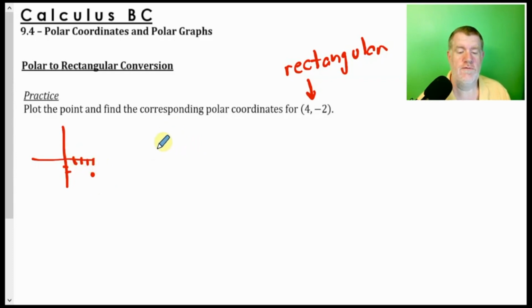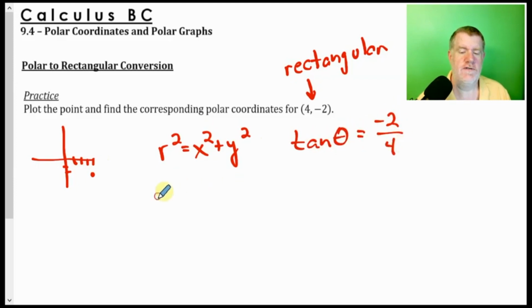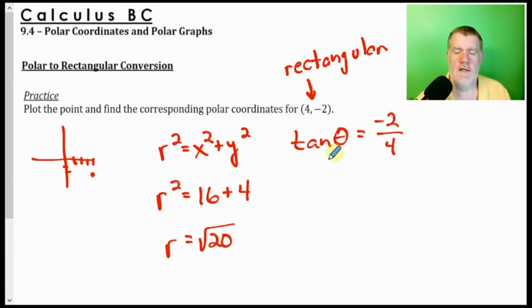All right, well, here's what we know. We know that r squared equals x squared plus y squared. I know that the tangent of the angle theta is y over x. So let's solve these. x squared would be 16, and y squared would be 4. So r would be the square root of 20. All right, not a unit circle one right there. We might have to actually use a calculator for that. So if I put that in the calculator, inverse tangent of -2/4, I get -0.4636.